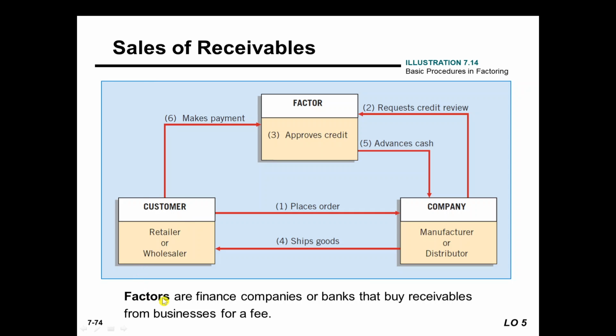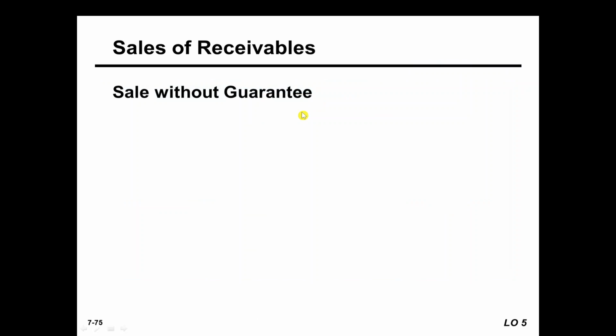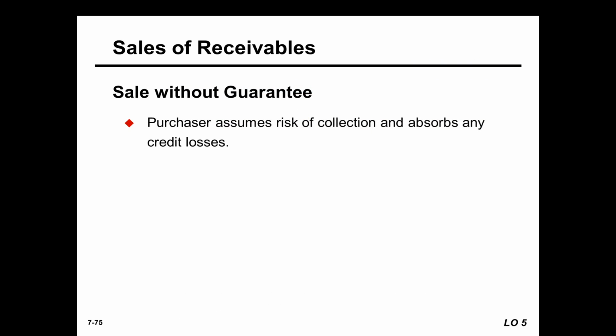Here, the factors are the finance company or bank that buy receivables from a business for a fee. So the company here, for example, the supermarket, will receive money from the factor, and the factor will receive some fees from the company. The payment of the customer will not go into the company but to the factor.